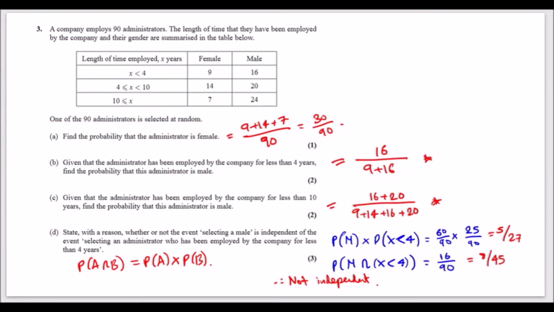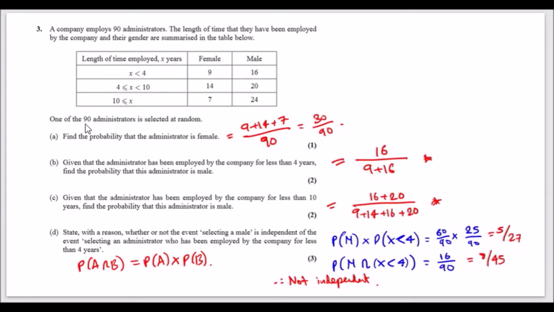Okay, question 3. A company employs 90 administrators. The length of time that they have been employed by the company and their gender are summarized in the table below. As usual, I've done all the results in advance of time, so all I want to do is explain every single result. The length of time is given by x years: x less than 4, years between 4 and 10, or years greater than 10. And you've got males and females.